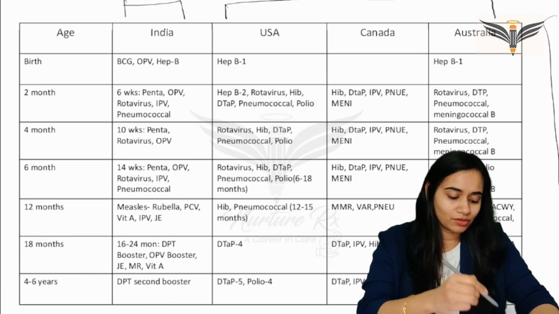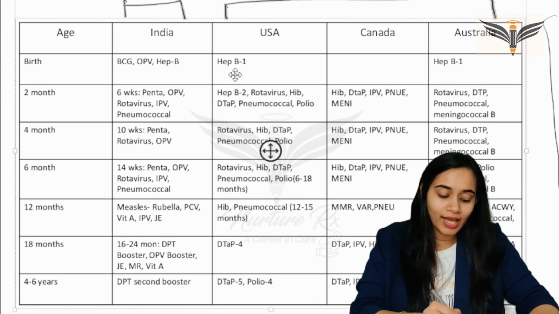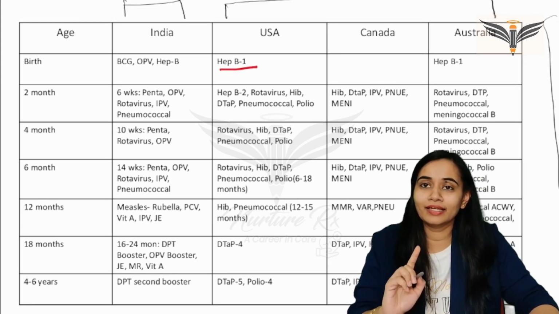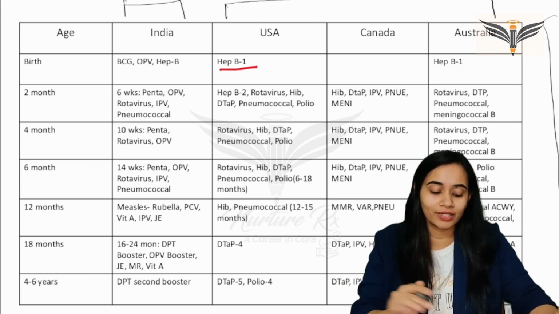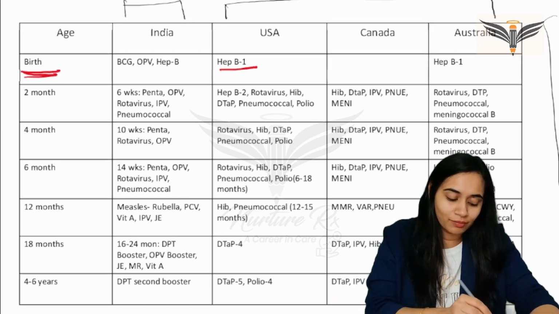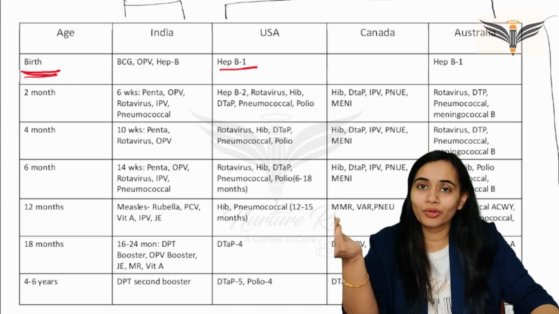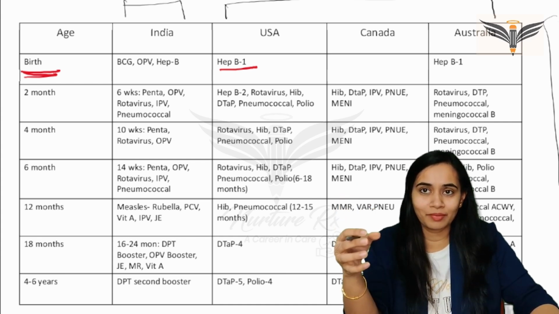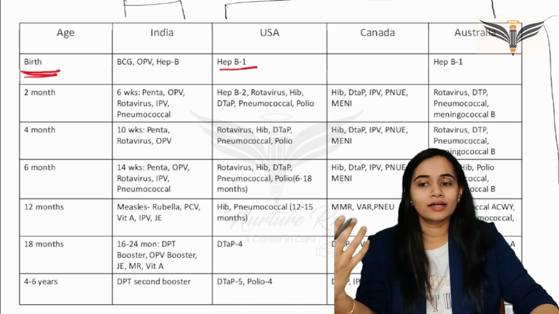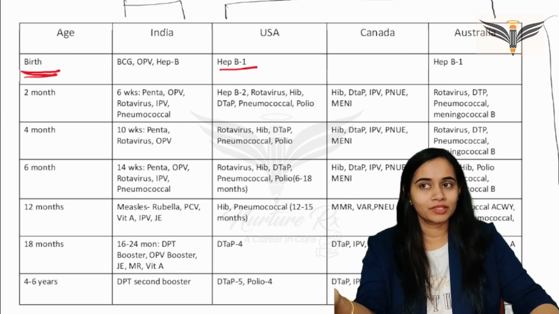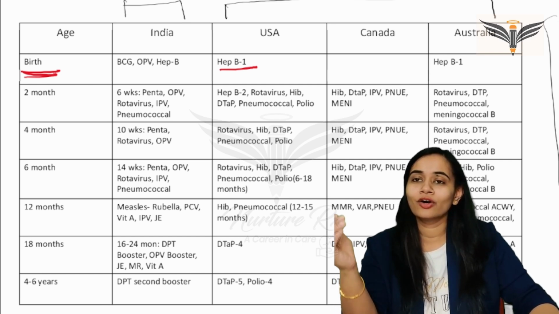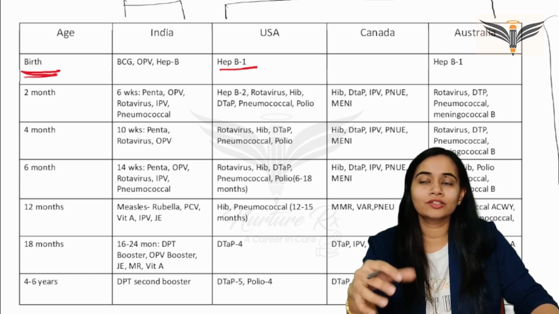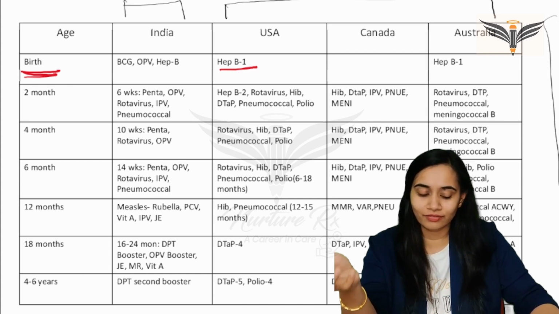So let's talk about USA first of all. At birth, hepatitis B1 vaccine is given, right? Only hepatitis B1. See, birth is very important. The kind of questions that you're going to get in your examination will be: a mother has just given birth. What vaccines will you advise the mother to have the baby vaccinated with? So you need to know at birth what are the vaccines that are given.